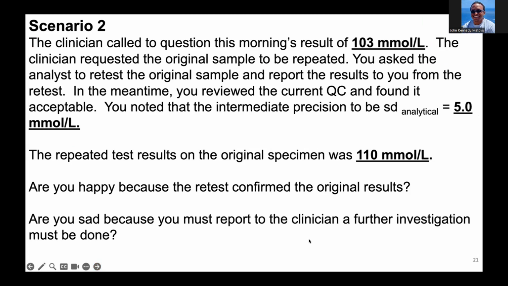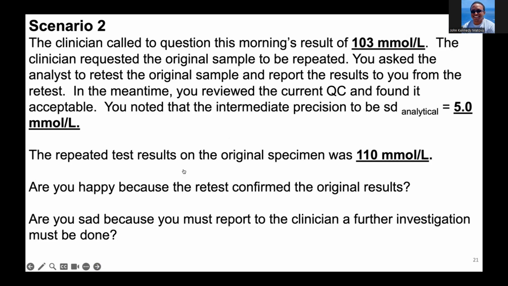Scenario 2, please. The clinician called to question this morning's result. Again, you have the same scenario, but this time we have an SD of 5 millimoles per liter. So it's the same scenario as the first one, but this time our SD, our intermediate precision, is 5, and we have a retest value of 110. Add, please, in the chat box, are we going to be happy?